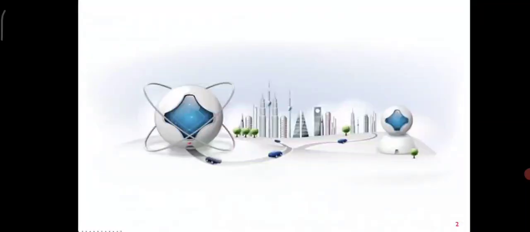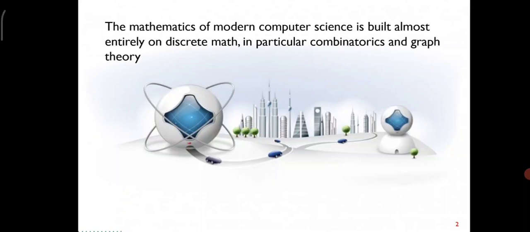Today everyone of us knows that the world is full of modern computer science. Without modern computer science we can't do anything. But the unknown factor is that this modern computer world is fully based on discrete mathematics. We can say discrete mathematics is the backbone of computer science. In particular, among its topics, combinatorics and graph theory play a vital role in modern computer science.